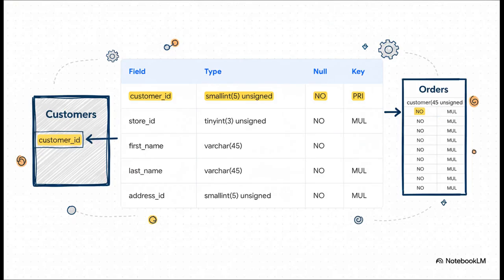And here's what that looks like in a real database blueprint, or a schema. We're looking at the plan for a customer table. See the customer ID row? Now, if you look all the way across to the key column, you'll see PRI. That's the system's way of saying, hey, this is it. This is the primary key. This is the unique identifier for every single customer.